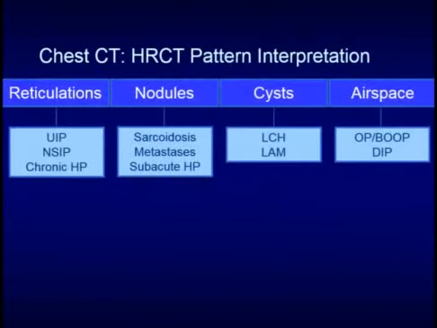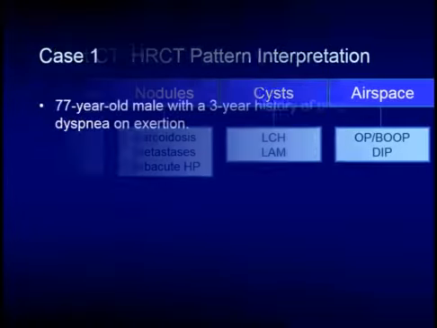So the patterns that we're going to discuss this afternoon are simply reticulations, nodules, cysts, and airspace disease, and some of the common entities that display these radiographic patterns. So under reticulations, you have mostly the interstitial lung diseases, UIP, NSIP, chronic hypersensitivity pneumonitis. The nodular pattern, and we'll go through a number of these patterns, but clinical entities would be sarcoidosis, metastases, more of the airway-borne things like subacute hypersensitivity pneumonitis. Cysts, as we mentioned, those two entities, and predominant airspace disease in the form of organizing pneumonia and DIP.